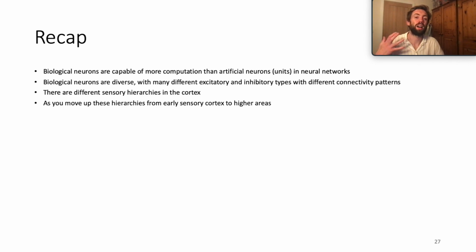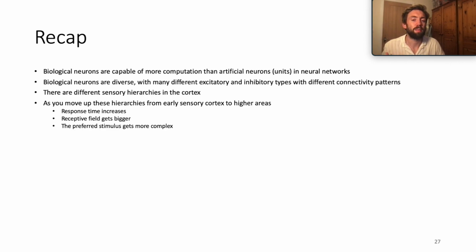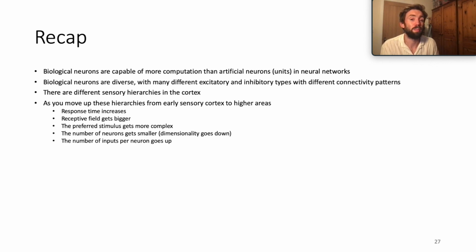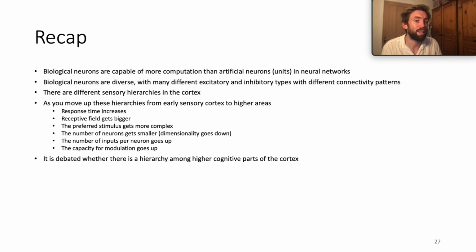And we also saw that as you move up these hierarchies in the cortex from the early sensory regions to higher areas, the response time of a neuron to fire to sensory input increases. The receptive field gets bigger. The preferred stimulus gets more complex. The number of neurons from area to area goes down, suggesting some sort of a reduction in the dimensionality of the representation. The number of inputs per individual neuron goes up, with perhaps 10 times as many synaptic inputs on individual neurons in prefrontal cortex compared to primary visual cortex. The capacity for modulation goes up as well, with many times more receptors for neuromodulators in prefrontal cortex than primary visual cortex. We saw that it's debated whether there is in fact a hierarchy amongst different areas in the higher cognitive parts of the brain.